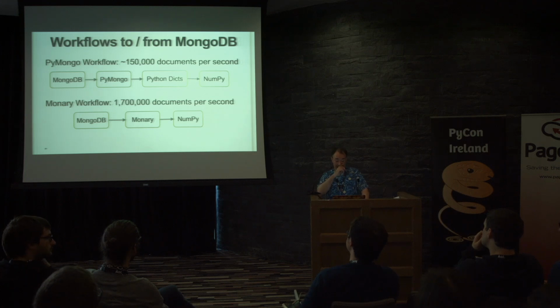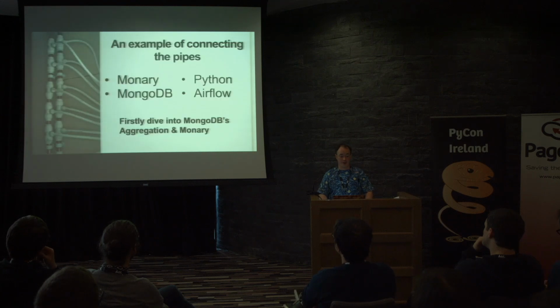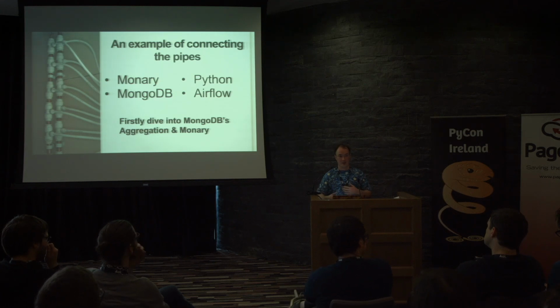But Monary does almost 2 million, 1.75 million transactions. That's a big jump. So I'm going to walk through an example pipeline using Monary, doing some simple aggregation in MongoDB, and then I'll move on to talk about workflow and scheduling and Airflow.